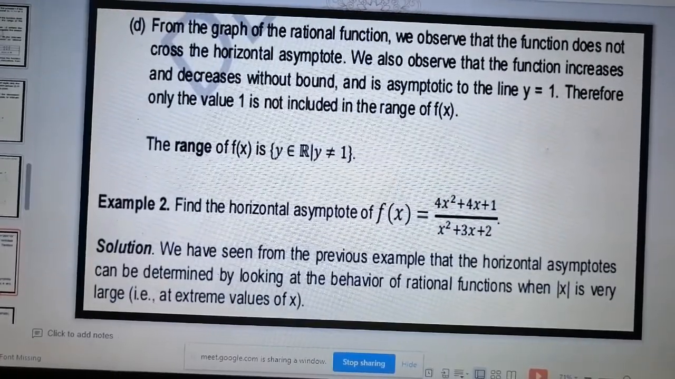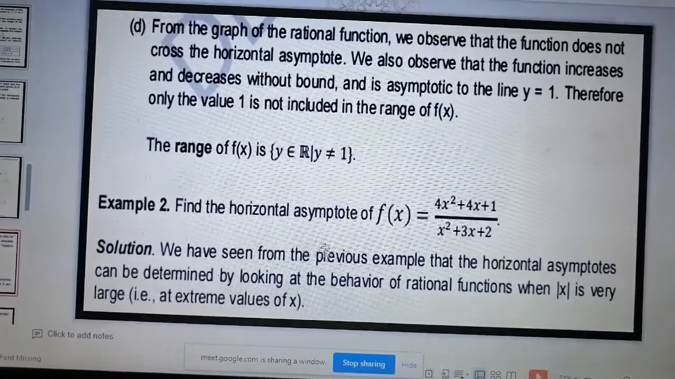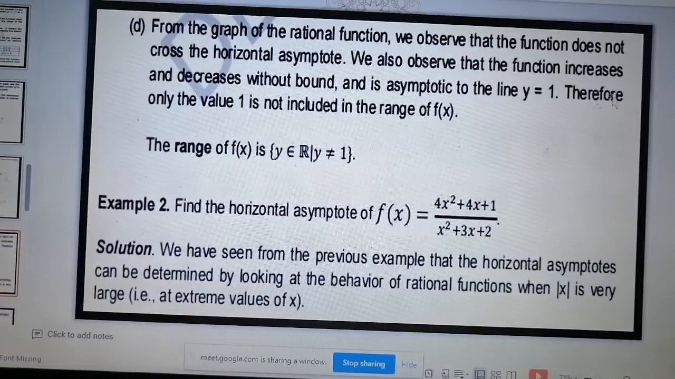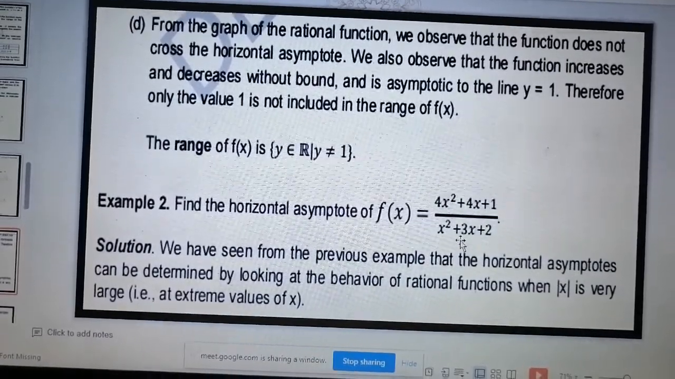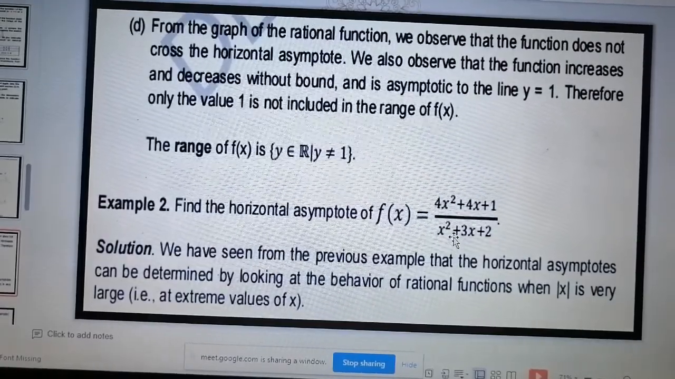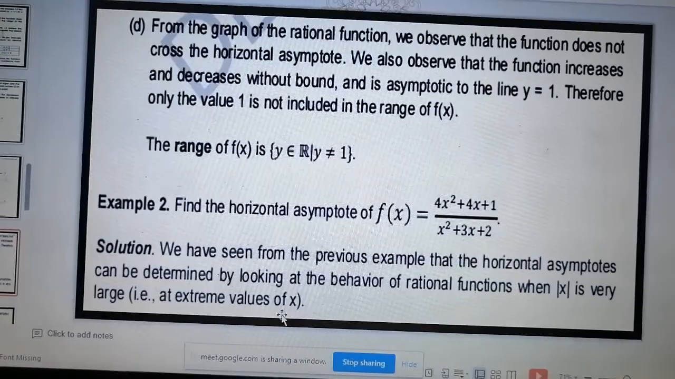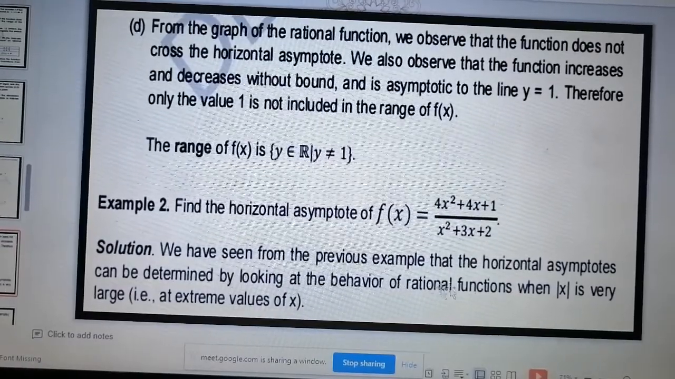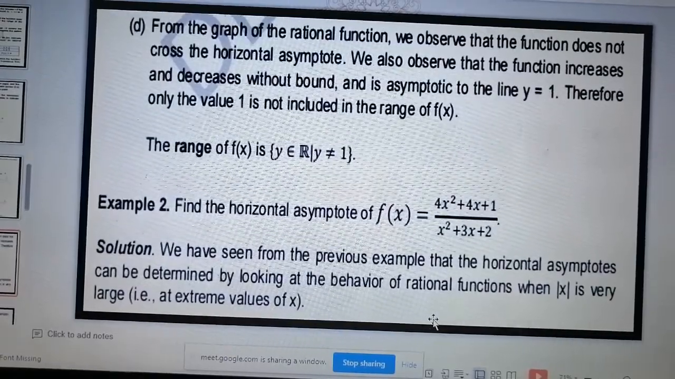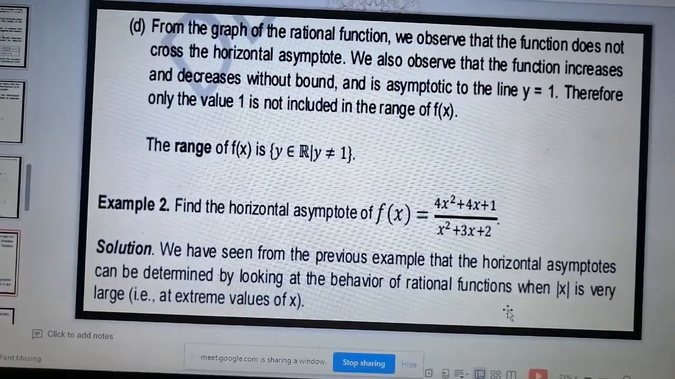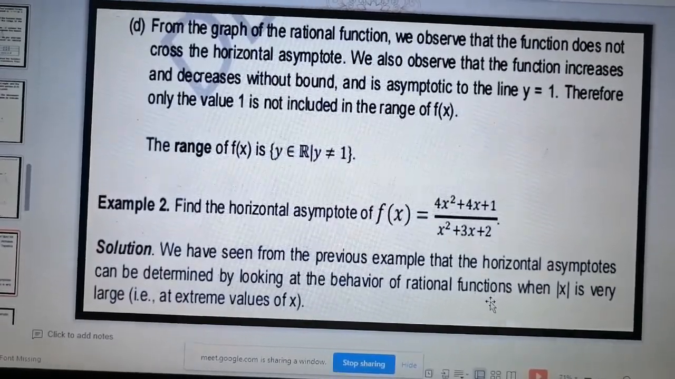Ito yung example. Sabi diyan, find the horizontal asymptote of the function f(x) = (4x squared plus 4x plus 1) divided by (x squared plus 3x plus 2). Okay, we have seen from the previous example, the horizontal asymptotes can be determined by looking at the behavior of the rational function when x is very large or an extreme value of x.